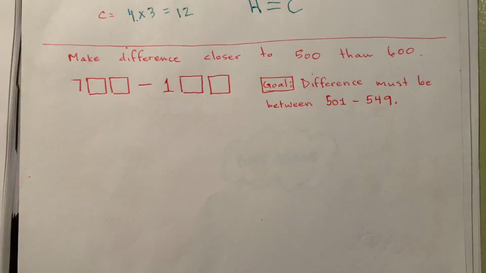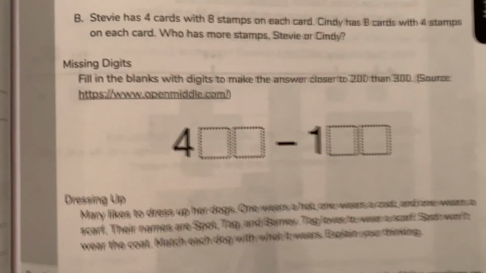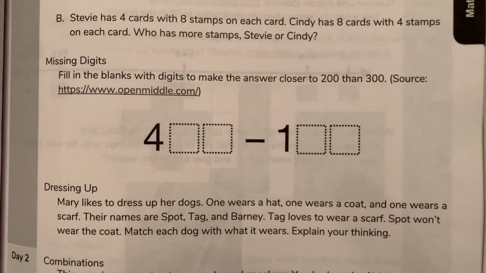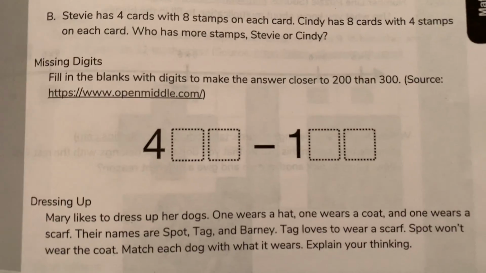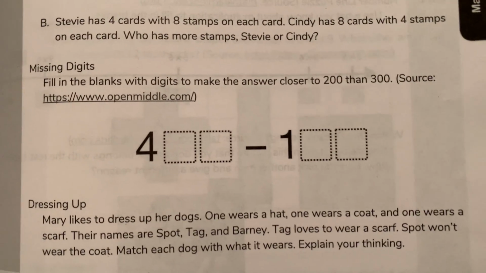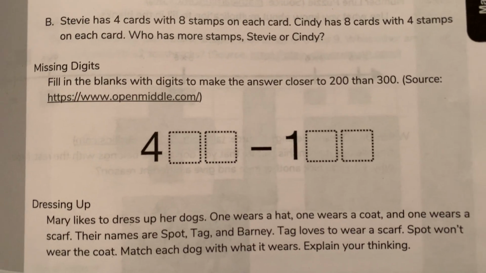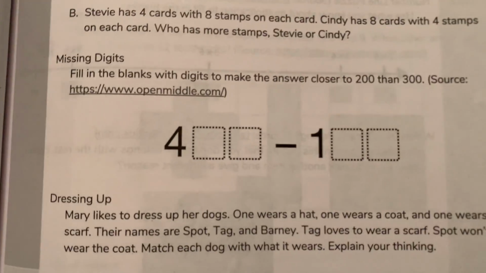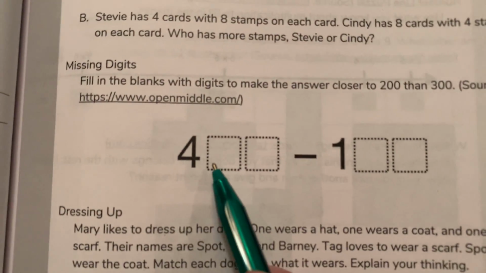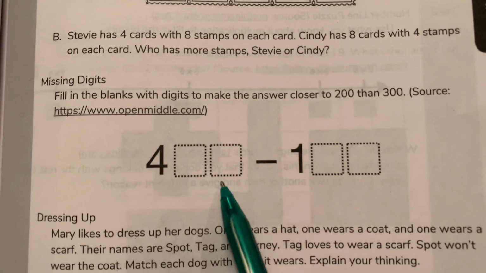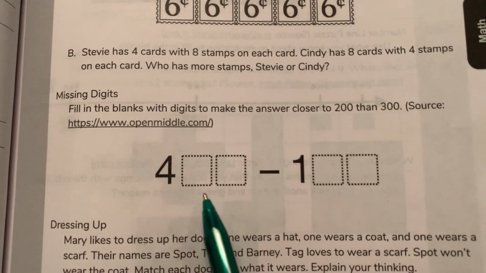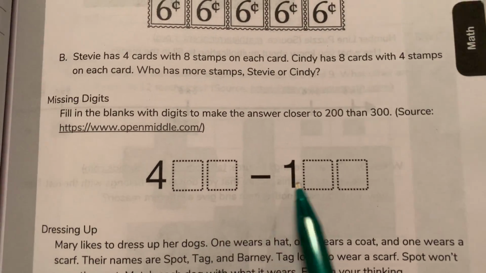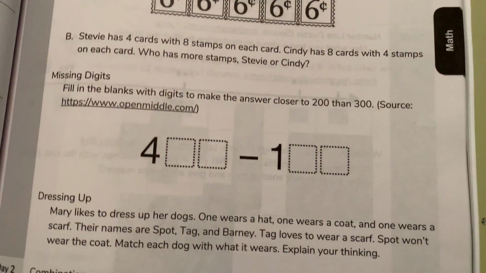Okay, I wanted to talk about this one here too. They have a missing digit problem, and we worked with this a little bit last week, but this one's a little bit different. They're asking you to think about the numbers. It says fill in the blanks with digits to make the answer closer to 200 than 300. And if you notice, let's just say we know that this is a 3-digit number and this is a 3-digit number, so we've got a number in the 400s minus a number in the 100s.